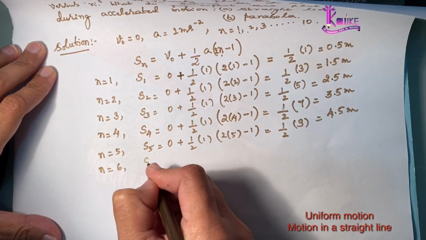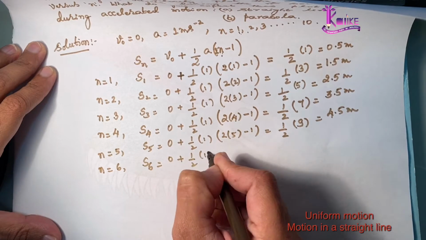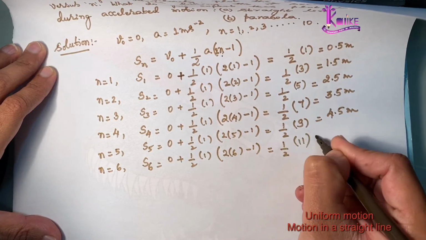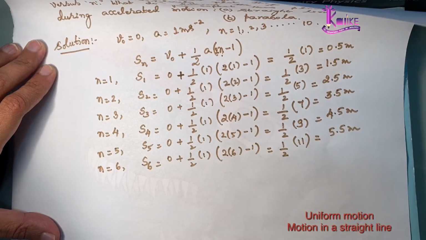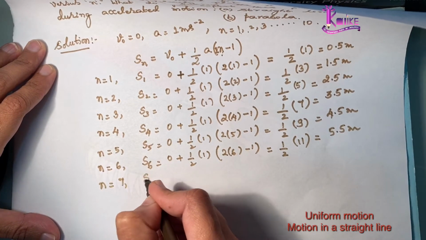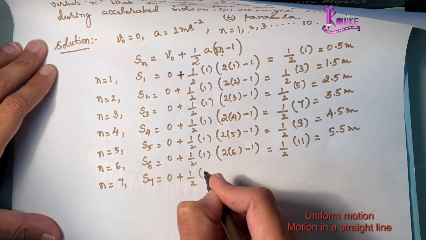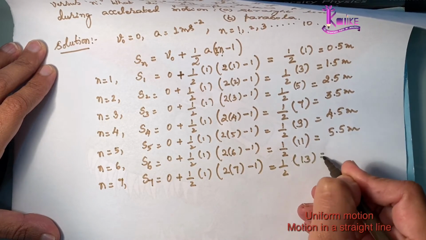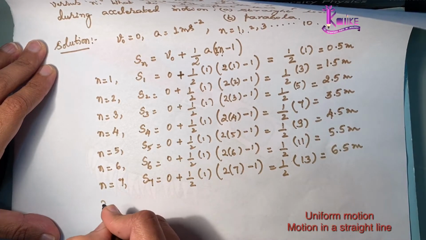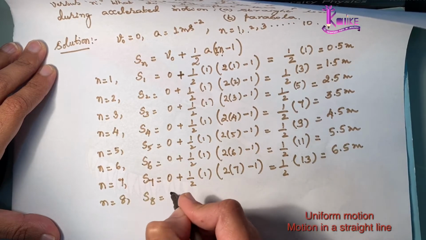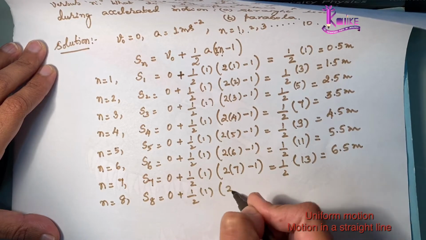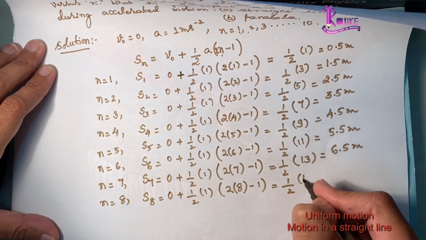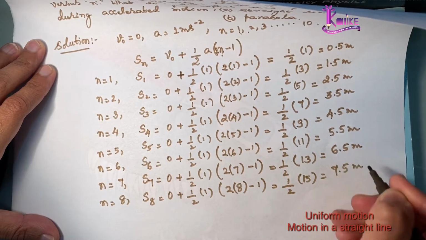So n is equal to 6, S6 should be 0 plus half into 1 into 2 into 6 minus 1, that is half into 12 minus 1 is 11. So 11 by 2 should be 5.5 meters. So n is equal to 7. S7 should be 0 plus half into 1 into 2 into 7 is the value of n minus 1. So that is half into 14 minus 1 is 13. So this will be 6.5 meters. Similarly, n is equal to 8. So S8 will be 0 plus half into 1 into 2 into 8 minus 1, will be half into 16 minus 1 is 15, so that will be 15 by 2, which is 7.5 meters.